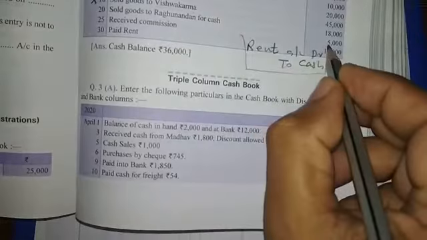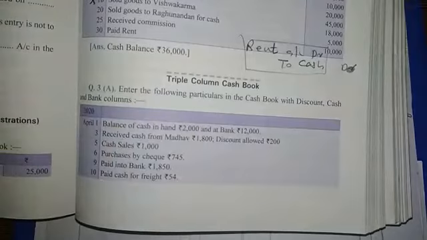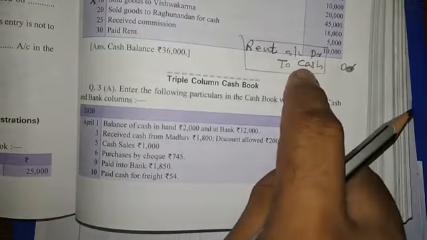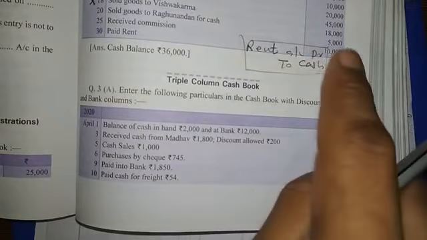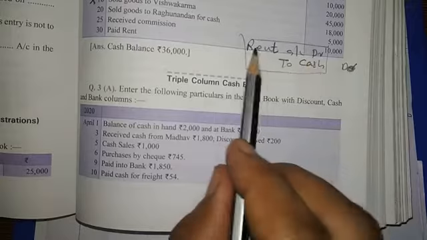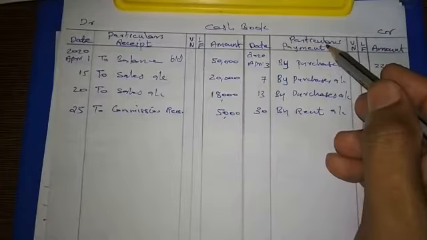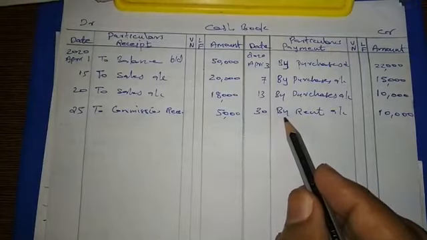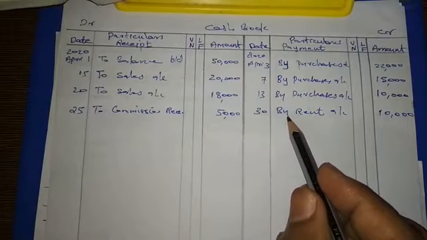This is the transaction. So this is the cash payment. So this transaction will come in the payment side of the cash book. And what is the debit aspect here? Rent. This debit aspect we are writing in the particulars column and we are using by. By means debit only.